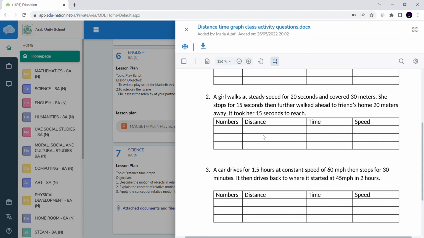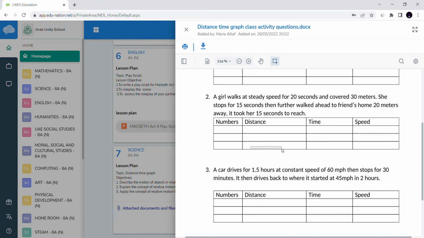Guys, let's move on to the second one. In the second row we have to write 0 for distance, and for time we have to write 15 seconds. So we have to divide 0 by 15, which is 0, and we're going to put 0 over here.